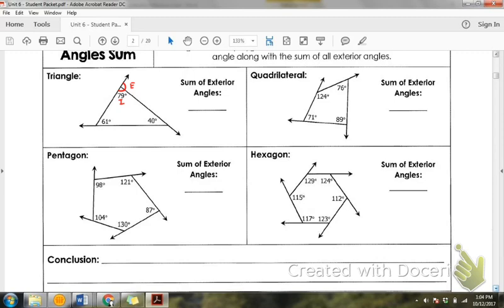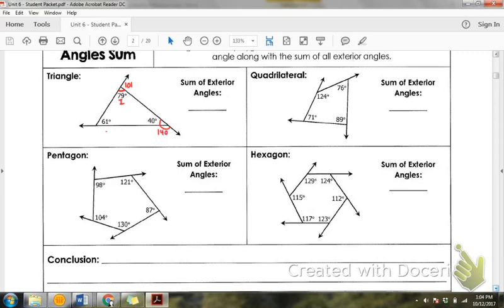So if we want to figure out how much that exterior angle is, what are we going to do? Subtract. Okay, everyone do that. What is 180 minus 79? 101. Okay? So that means that this angle is 101. What about down here? If this one's 40, can we figure out how much that exterior angle is down here? Okay, so 180 minus 40. 140.